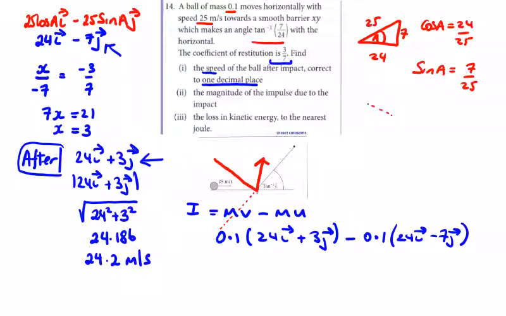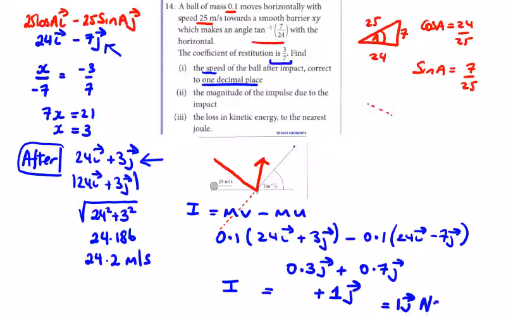So we're going to have the 24s cancelling, so we just write 0.1 by 3 is 0.3 in the j direction, and then plus 0.7 in the j direction, so just plus 1, if you want to put your 1 in the j direction, is the impulse. The magnitude of the impulse is just going to be equal to 1 newton second for impulse.